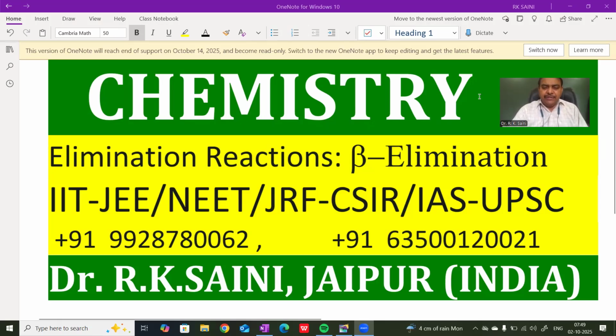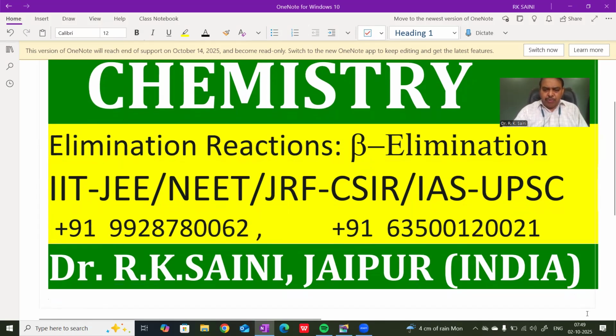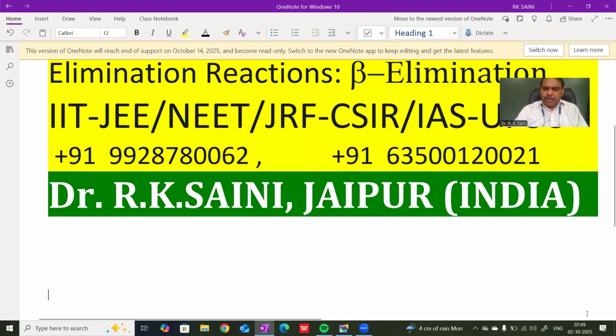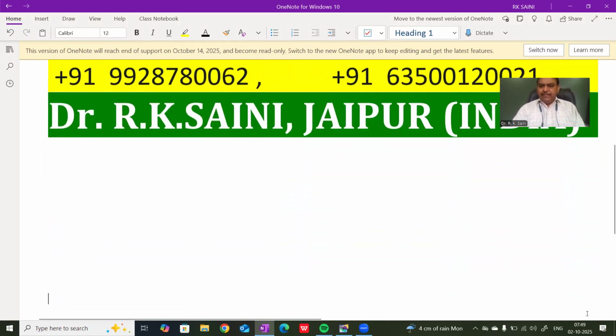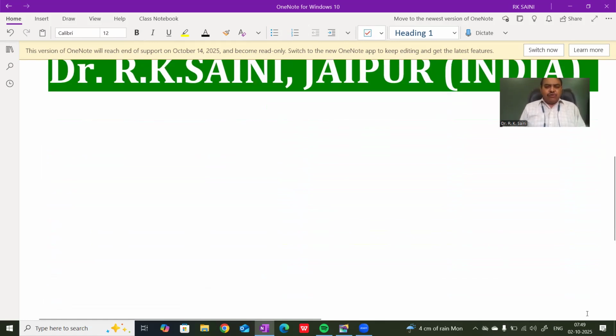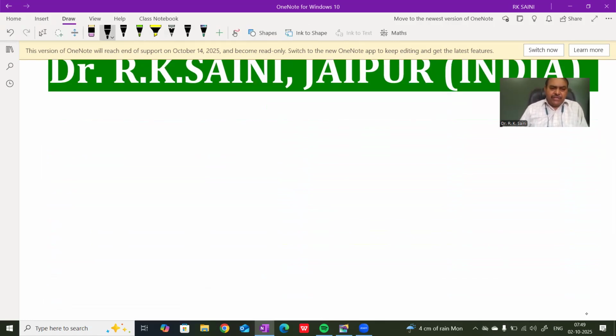I am Dr. RK Seni, and to continue the elimination reaction today, I am going to discuss beta elimination. Beta eliminations are those reactions in which removal of a leaving group and deprotonation, or removal of another atom or group, takes place from the adjacent carbon atom. These reactions are also known as alpha beta elimination, or 1-2 elimination in the old convention.